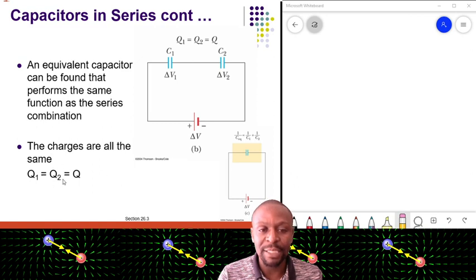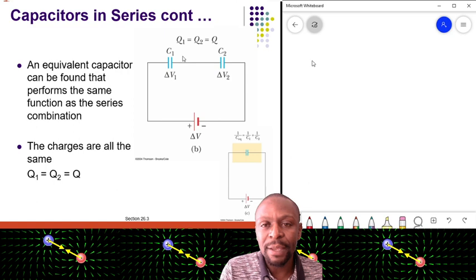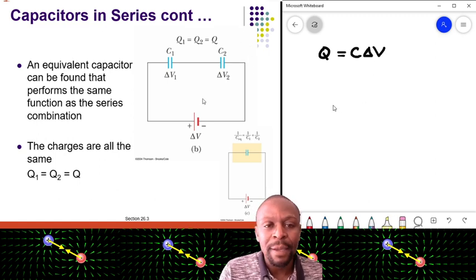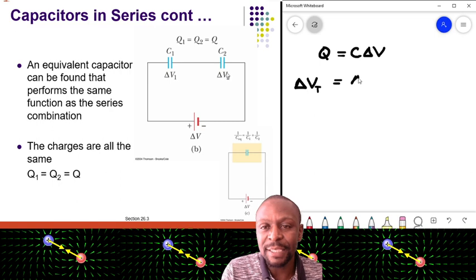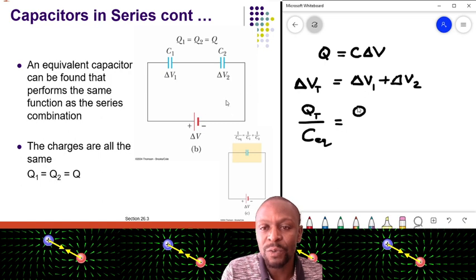Now in this case we know that the charge is just the same. We know that Q1 is equal to Q2. Now I want to write this equation: Q is C times change in V. But the total change in V is nothing else but the change in V1 plus the change in V2. Now from this equation, if I want to write the equivalent capacitance, I would have Q total divided by C equivalent, which is nothing else but Q1 divided by C1 plus Q2 divided by C2.